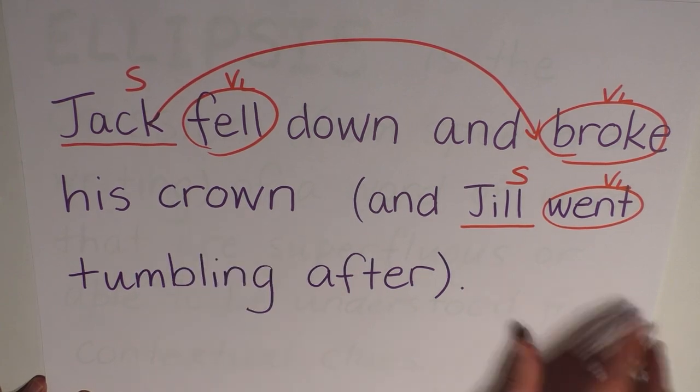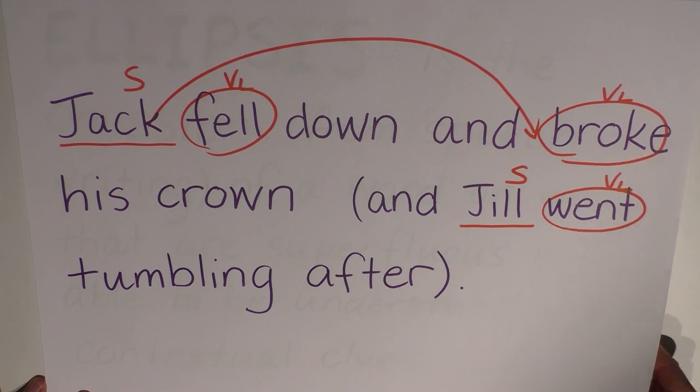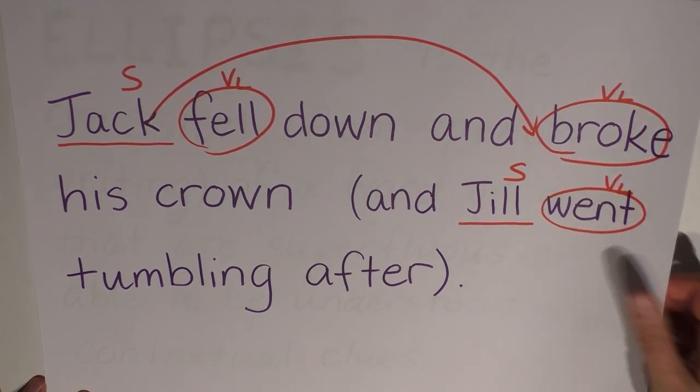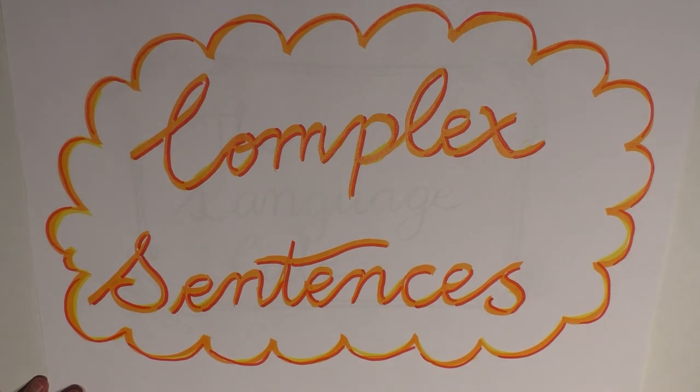All right, so that's the compound sentence. Next time we will look at the complex sentence, which is another sentence structure that uses 2 or more clauses, but using subordinating instead of coordinating conjunctions. Something to look forward to.